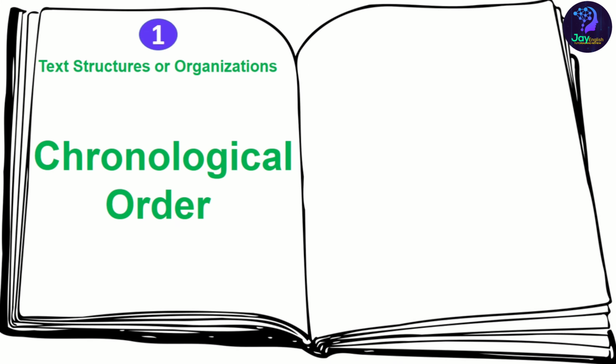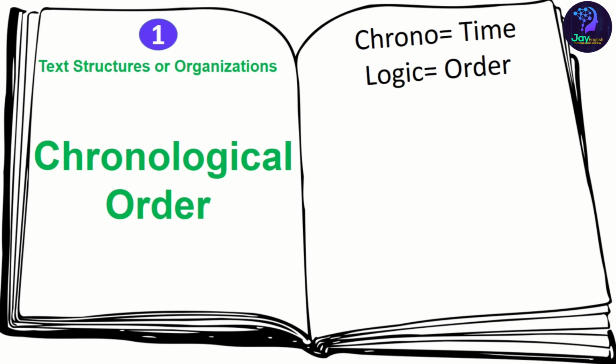Let's have the first text structure, which is the chronological order. To start, let us define chrono and logical or logic. Chrono means time and logic means order. So it means stories or events are told in order of time.